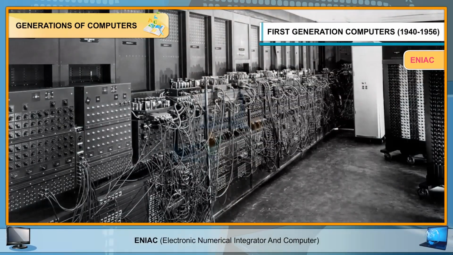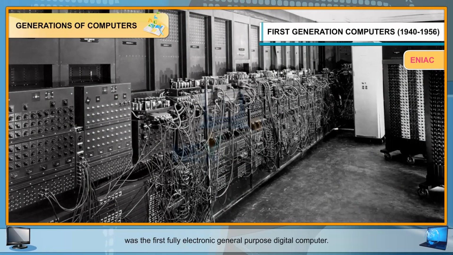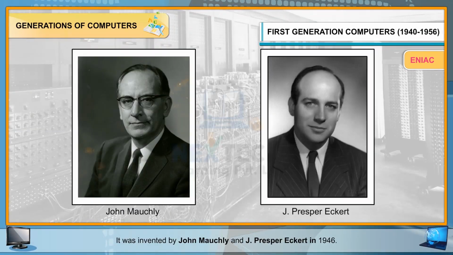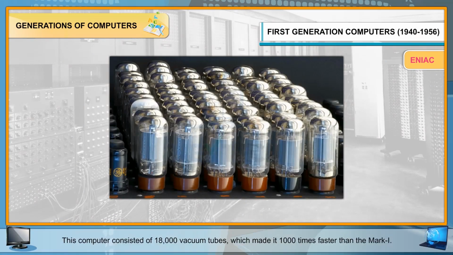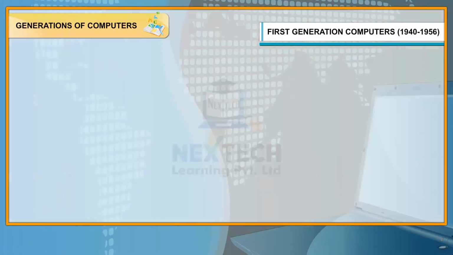ENIAC. ENIAC, Electronic Numerical Integrator and Computer, was the first fully electronic general-purpose digital computer. It was invented by John Mauchly and J. Presper Eckert in 1946. This computer consisted of 18,000 vacuum tubes, which made it 1,000 times faster than the Mark 1. It was capable of adding two large numbers in 200 microseconds.